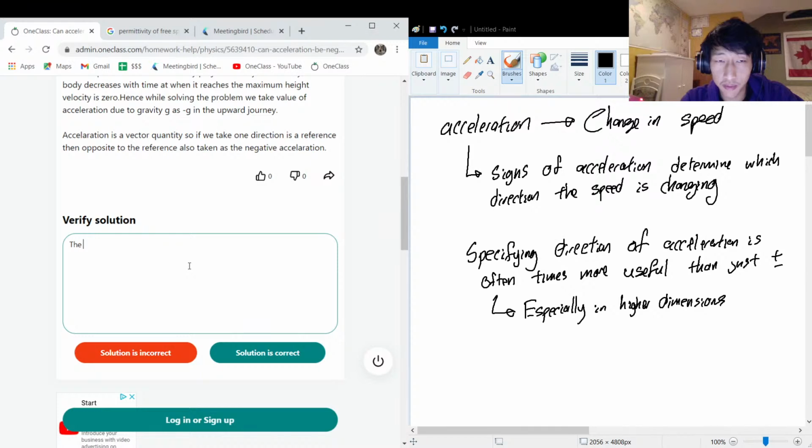Okay, so the above solution is correct. Sometimes you can also say a negative acceleration is a deceleration. That could be another vocabulary word that could be useful to describe this situation. Okay, so yeah.